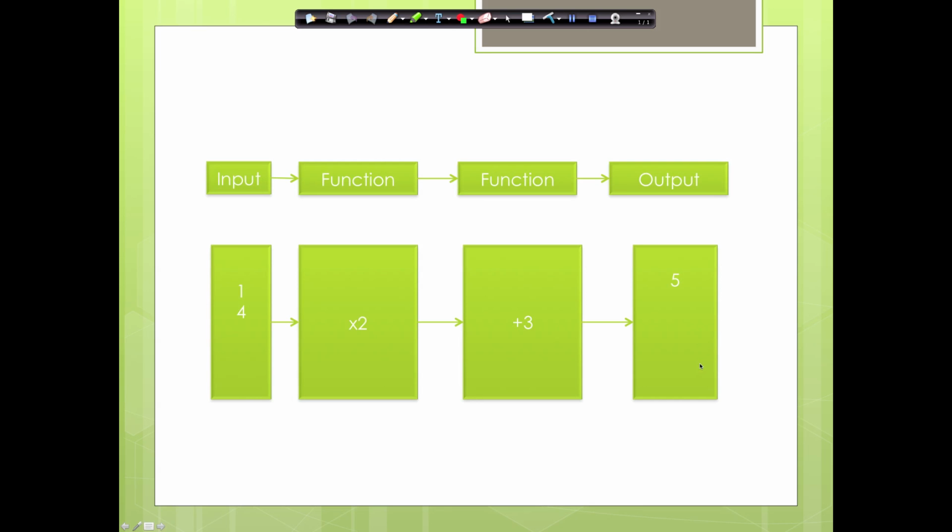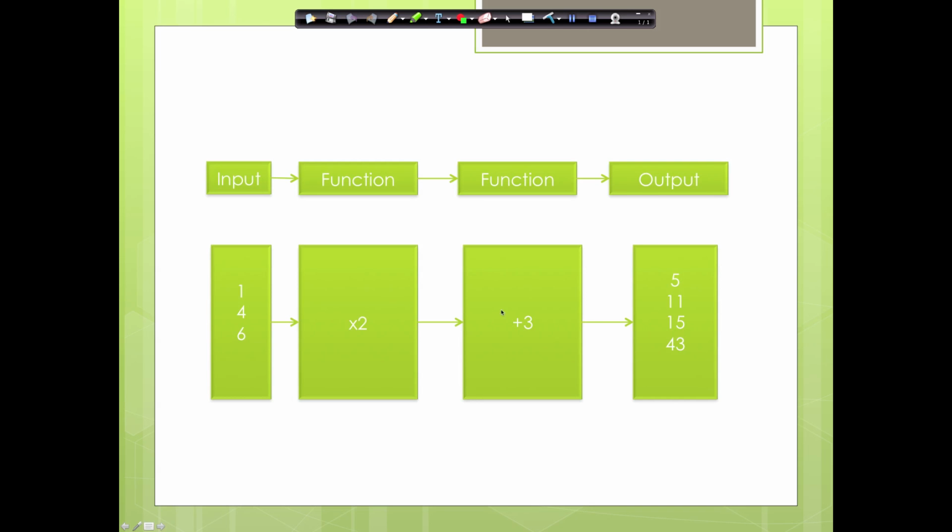My next number for the input is 4. 4 times 2 is 8. 8 plus 3 gives me 11. Next number is 6. 6 times 2 is 12. 12 plus 3 gives me 15. Okay, this time I'm given the output.